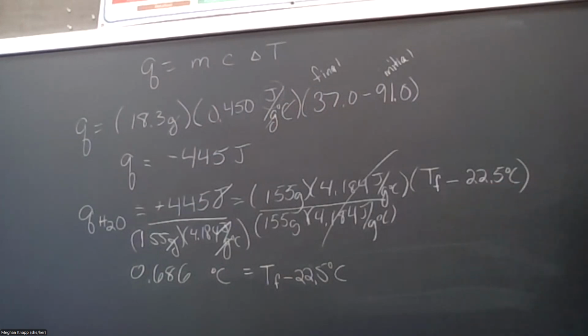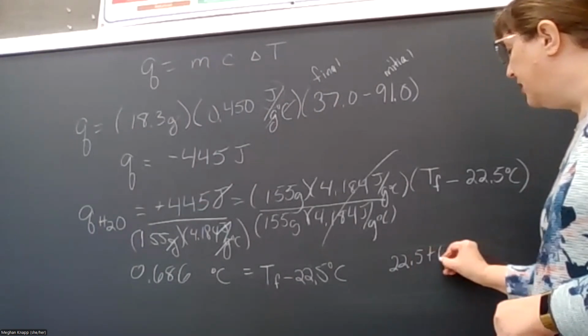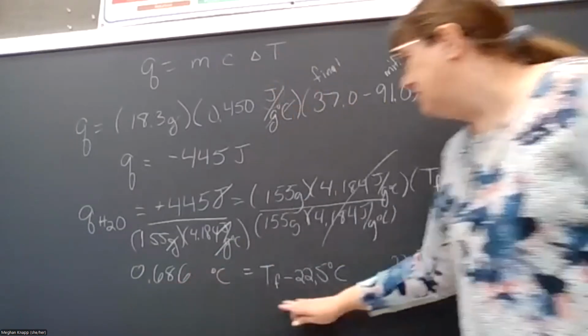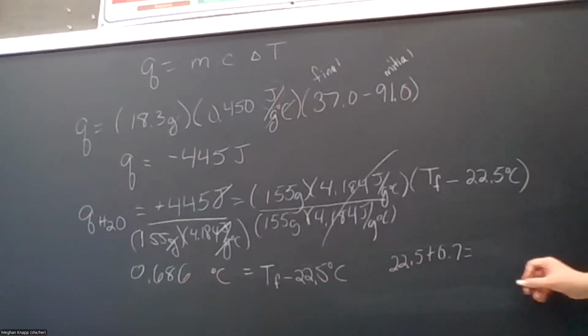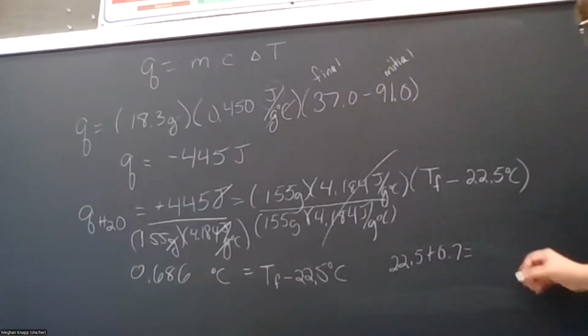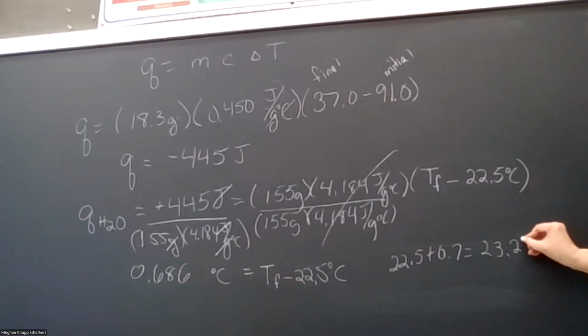If the water is absorbing the heat, is the temperature of the water going up or is the temperature of the water going down? It should be going up. So I'm going to have 22.5 plus 0.7. So I'm going to add basically 0.7 to both sides. And my final temperature, or actually I'll add the 22.5 to both sides. My final temperature will be 23.2 degrees Celsius.